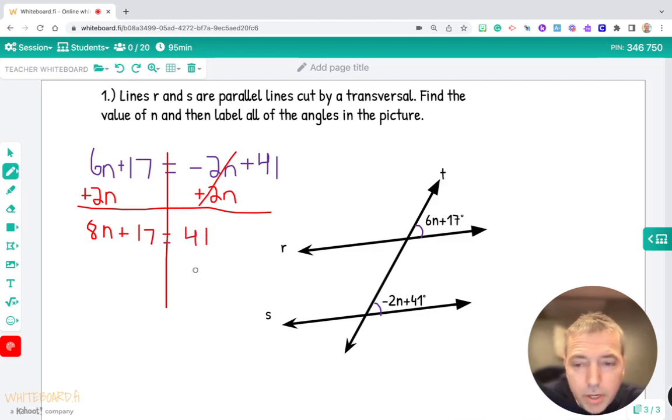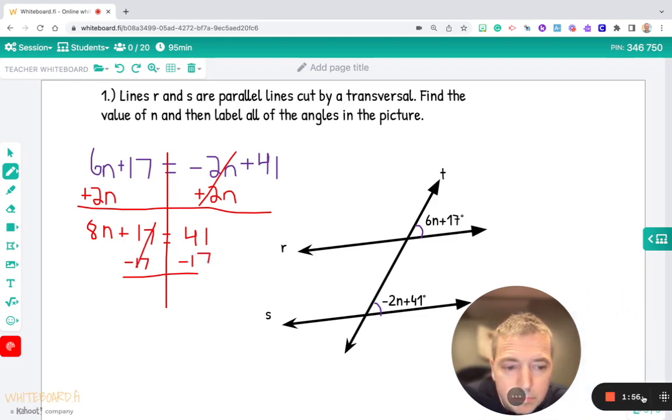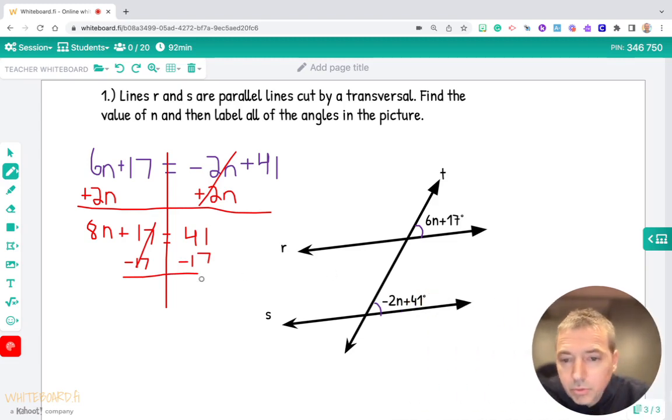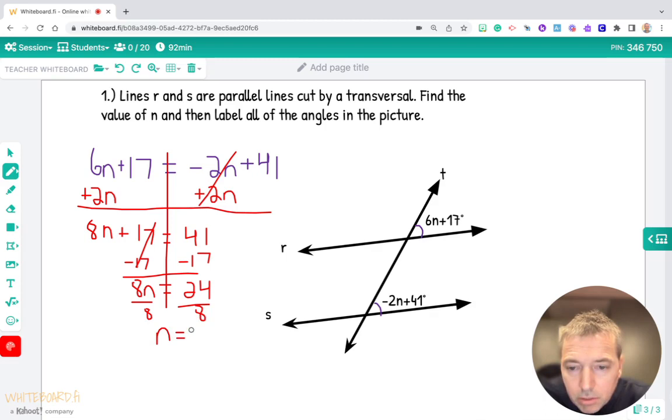Now it's just a two-step equation. To get rid of positive 17, I want to subtract 17 from both sides. I'm trying to get that variable by itself, right? Equals 24. So I'm going to bring everything down here, bring down the 8n. And then to undo 8 times n, I have to divide both sides by 8. And 24 divided by 8 is going to be 3, right? So n equals 3.